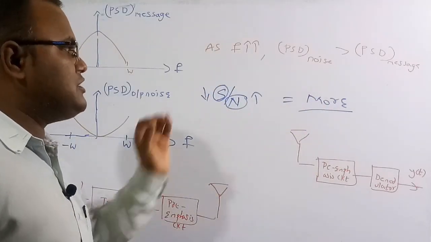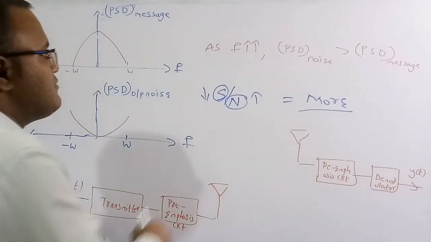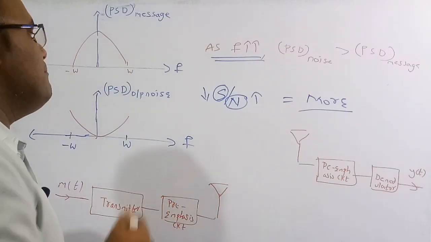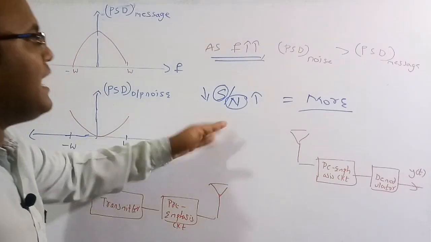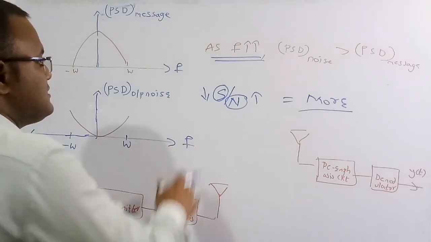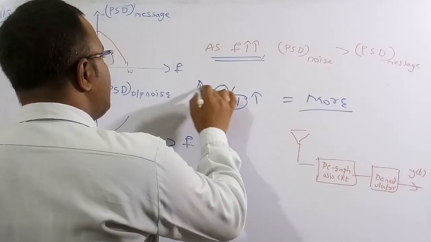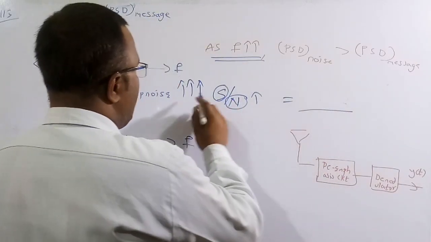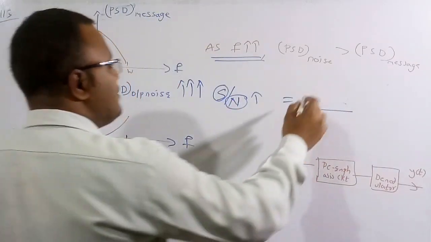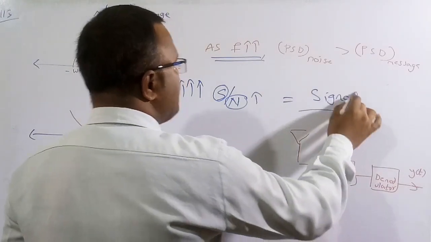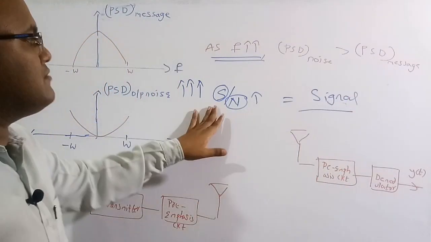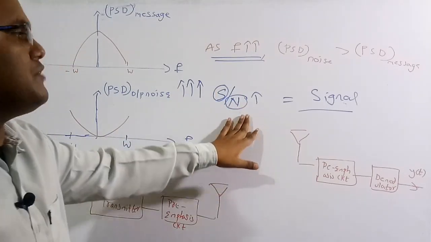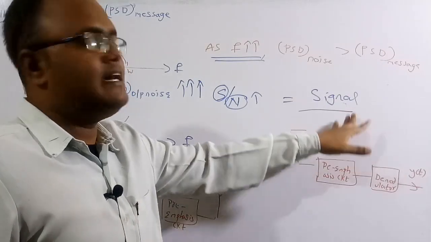So in order to avoid this, at high frequencies we are going to increase the amplitude of the message signal. Whenever we increase the amplitude of the message signal, the signal power is going to increase higher and higher. So here, at high frequencies, we are going to increase the amplitude of the signal, and the power of the signal is going to be higher when compared to the noise. Therefore at the output we are going to get the signal rather than the noise.